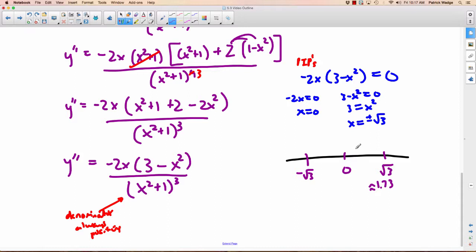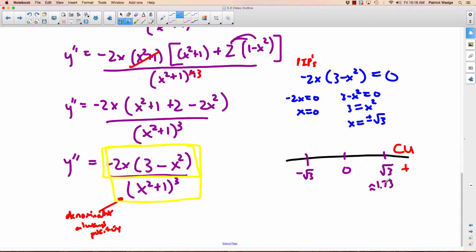So let's do that. Let's try this out. We're going to plug our points into here. Remember, the bottom's always going to be positive, so you don't even really need to worry about that. You just need to worry about this stuff up here, the numerator. So let's pick a number bigger than 1.73. How about 2? So negative 2 times 2 is negative 4. It's negative. 2 squared is 4, and 3 take away 4 is negative 1. That's negative. So negative times negative is positive. Up here it's positive. What's that mean? That means it's concave up here, because we're doing second derivative. It's telling us whether it's concave up or concave down.